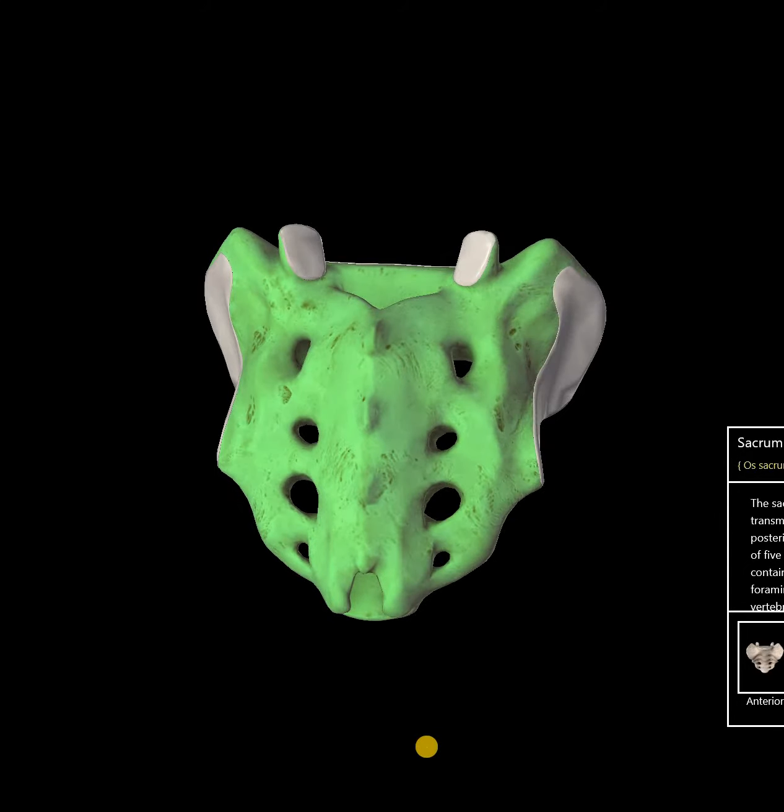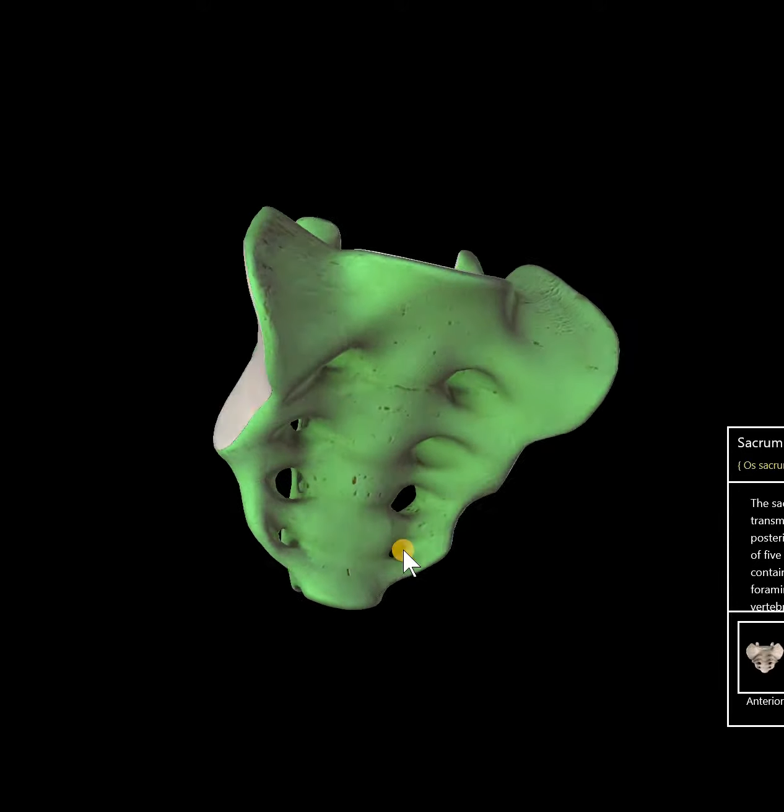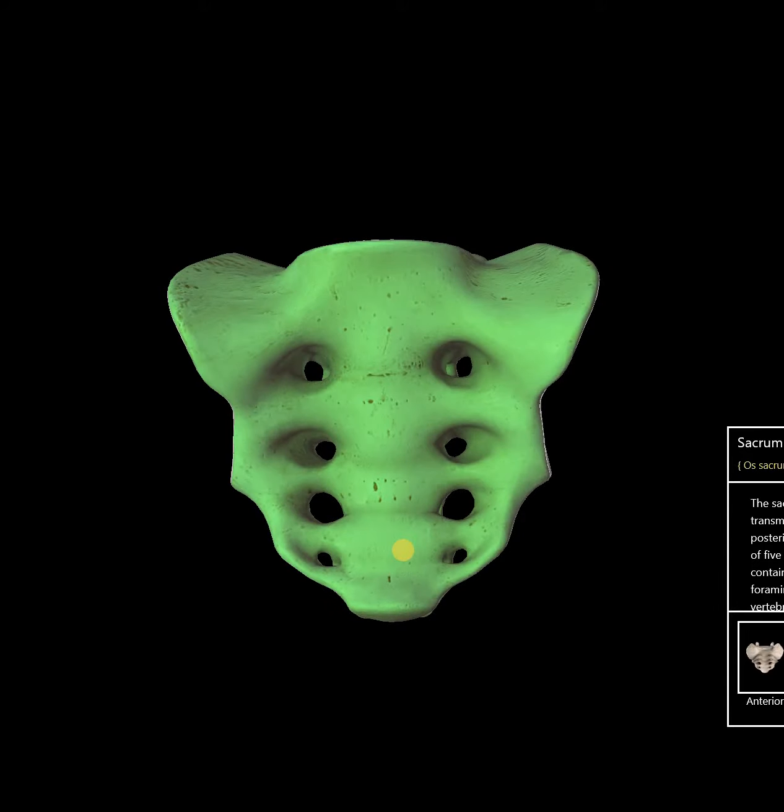Okay, so the sacral foramen are these holes that you see, and on the back side, the posterior side, you see the holes, and on the anterior side, you're seeing the same holes just from the front side. Okay, the sacral foramen.